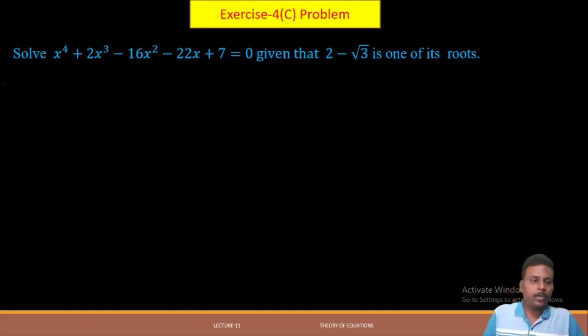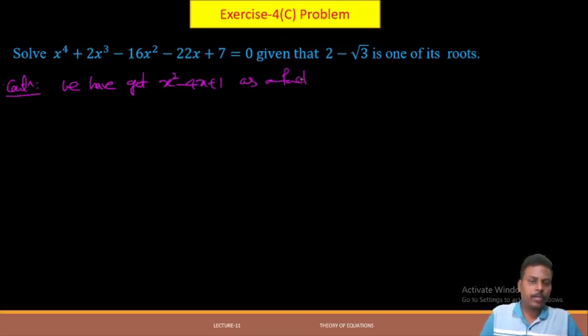Let us continue the problem in this page. So we have got x square minus 4x plus 1 as a factor of f of x is equal to 0. So let us find out the other factor of f of x using Horner synthetic division.